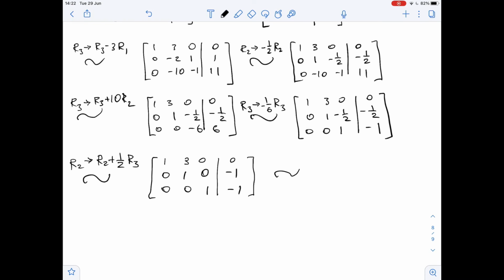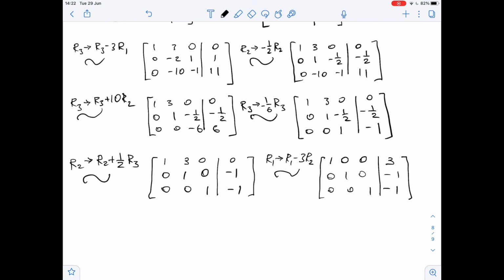And our last step is to subtract row 2 multiplied by 3 from row 1. So row 1 becomes row 1 minus 3 times row 2, and we get 1, 0, 0, then -3, 3, 0, 1, 0, -1, 0, 0, 1, -1.